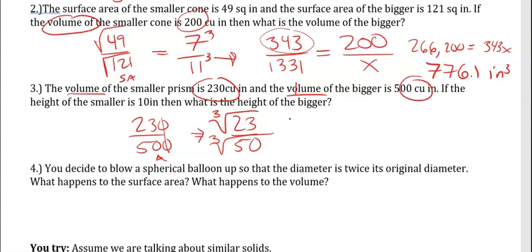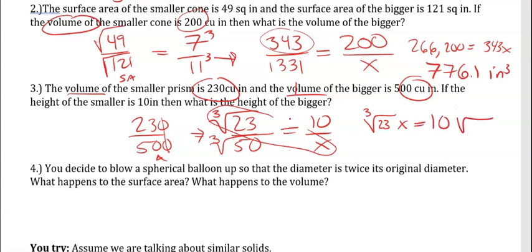And now we can use that ratio. They say the smaller is 10, the bigger is x. And don't freak out by the cube root of 23. Well, what do I do with that? Just do what you would do if it was a normal easy number. Cross multiply. When we cross multiply this way, you get the cube root of 23 times x equals, the other way, 10 times the cube root of 50.